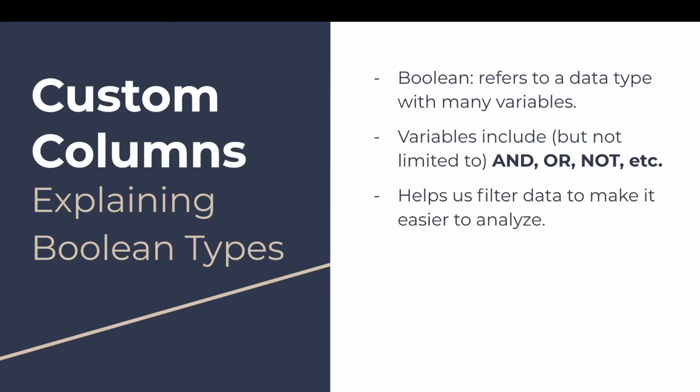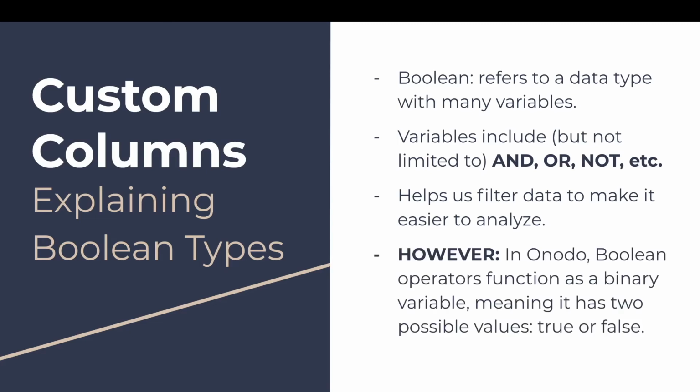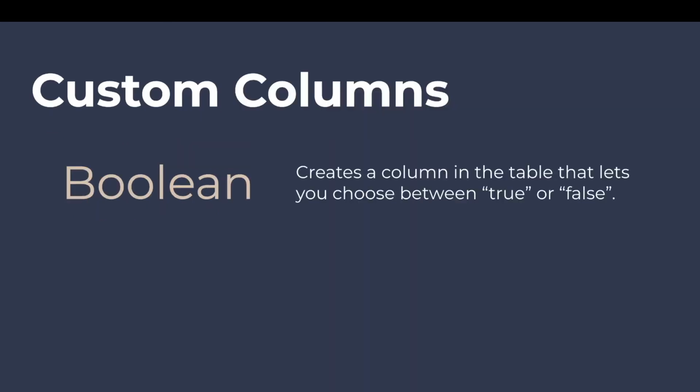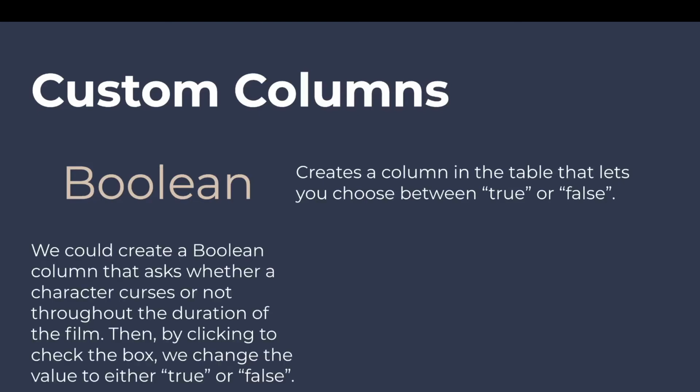Like string and number custom columns, the Boolean operator type helps us filter data in a way that makes it easier to analyze. In Onodo, Boolean functions as a binary variable, meaning it has two possible values, true or false. We could, for example, create a Boolean column type that questions whether a character curses or not throughout the duration of the film. Then, by clicking to check the box, we can change the value to either true or false.